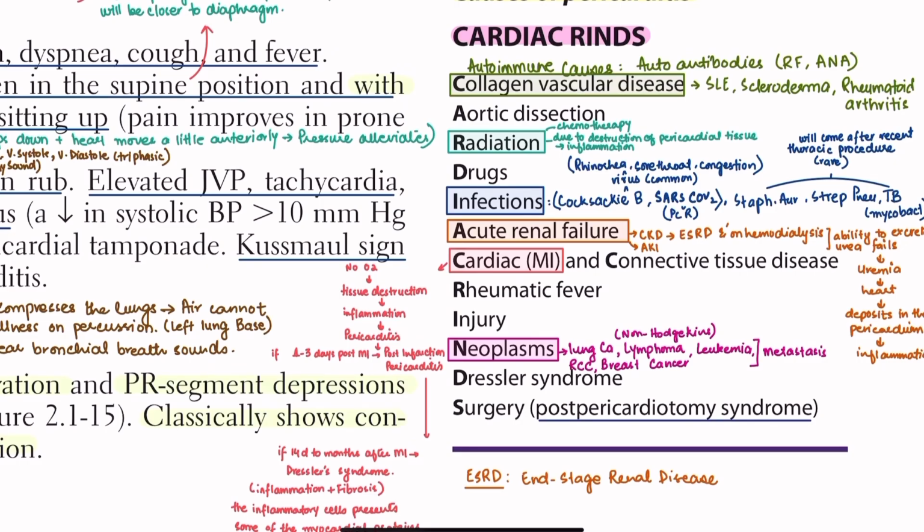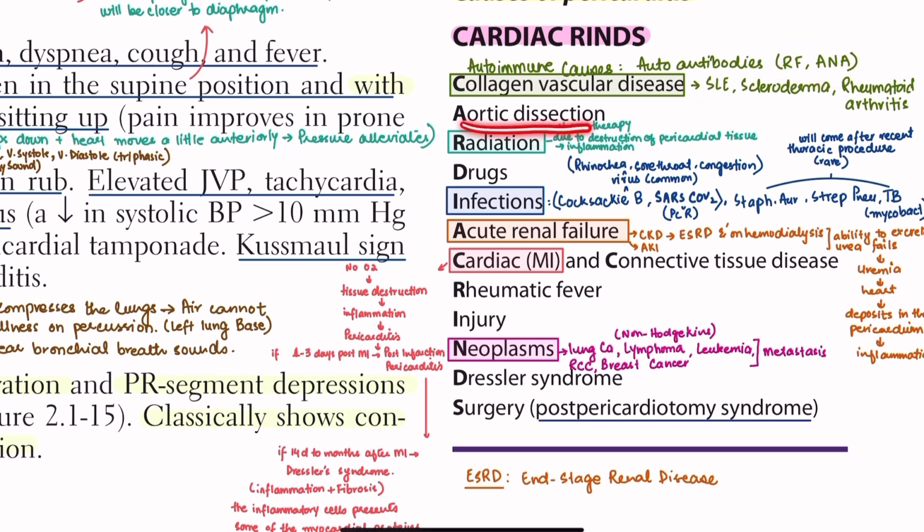Some other causes can be collagen vascular diseases, which are usually autoimmune, and include SLE, scleroderma, rheumatoid arthritis, etc. In these, autoantibodies will form like rheumatoid factor and ANA, and they will cause inflammation, which will result in effusions.